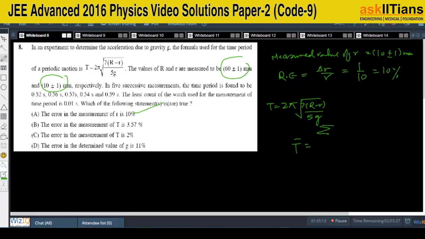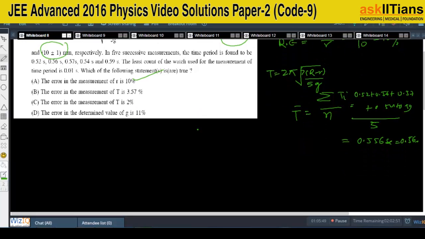We will find the average of all the data, the sum of the T values divided by the number of experiments performed. So 0.52 plus 0.56 plus 0.57 plus 0.54 plus 0.59, divided by 5. Solving these values and calculating their average, it is approximately equal to 0.556 second, which is approximately 0.56 second.